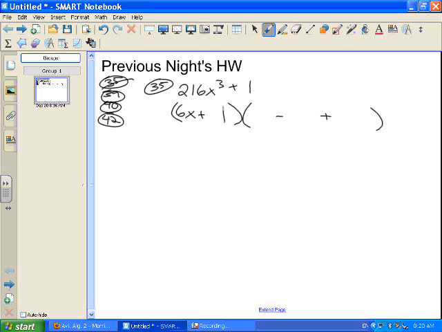All right, and then what's the cube root of 1? 1. All right, so now to get what goes in my first spot, I look at the first term here, and we square it, all of it. So 6x, 36x squared. Right, so you square both of them.